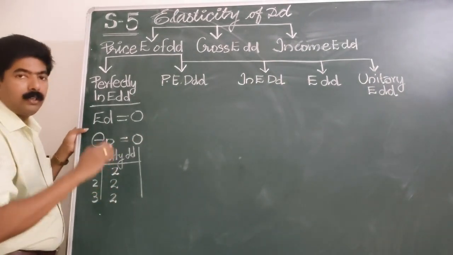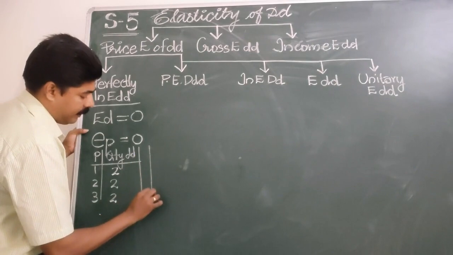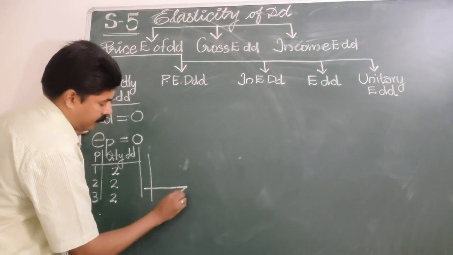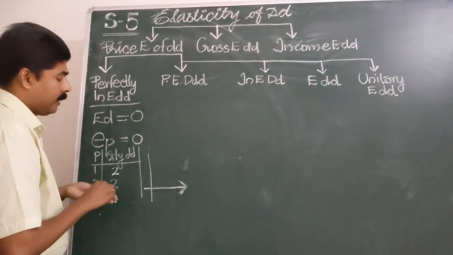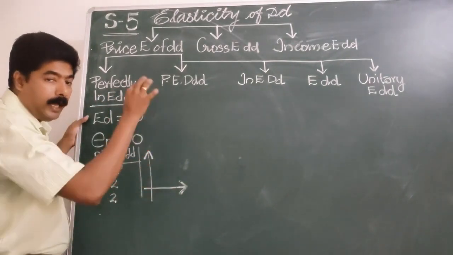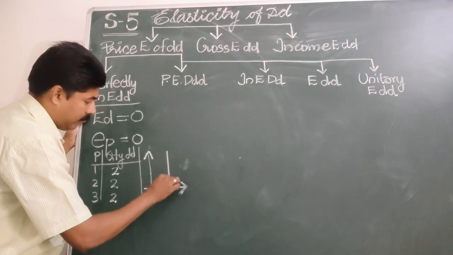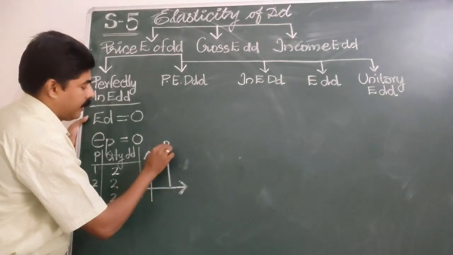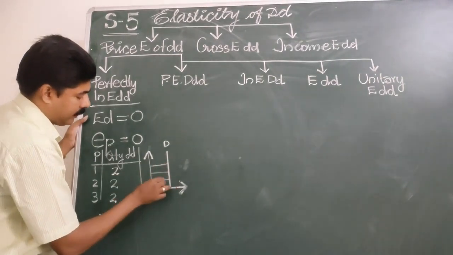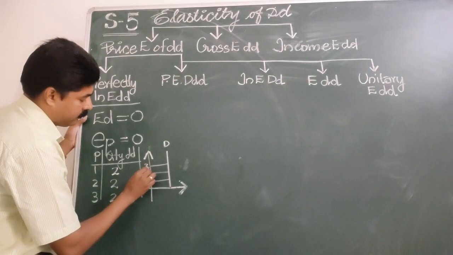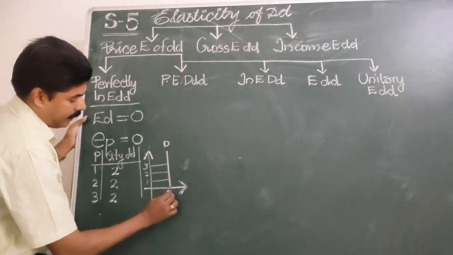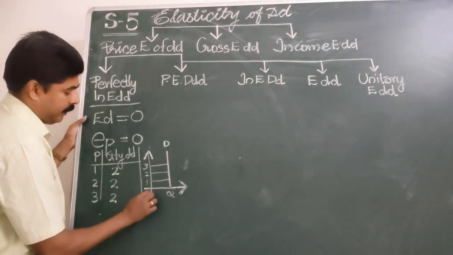So if we make a graphical representation of this schedule, we can make a diagram. What is the shape? The perfectly inelastic demand curve is parallel to the y-axis, or vertical to the y-axis. So this is the demand curve. These are the various prices, 3, 2, 1. 1, 2, 3 are the prices, and the quantity demanded remains the same.